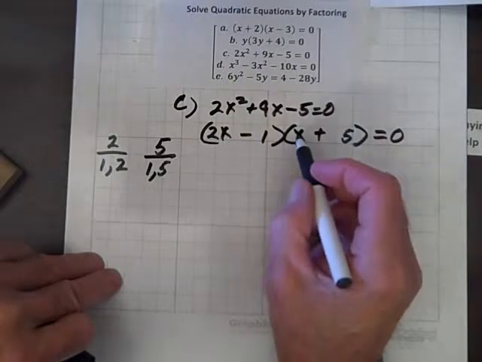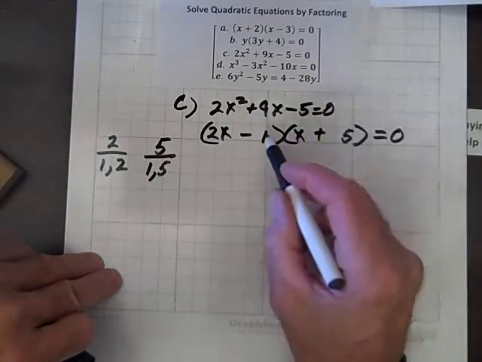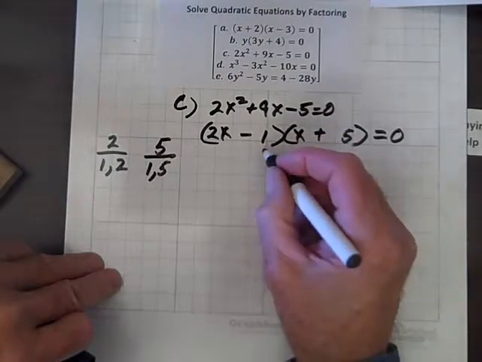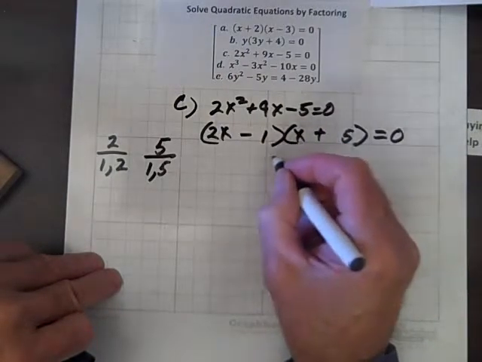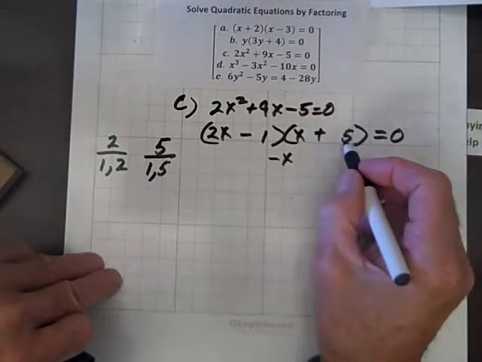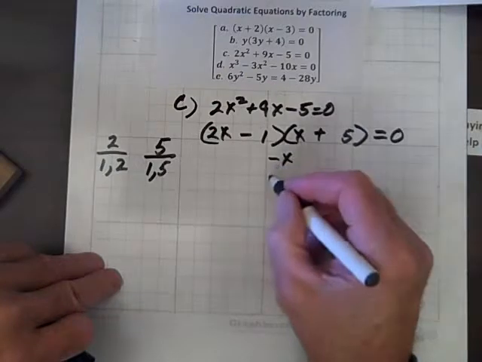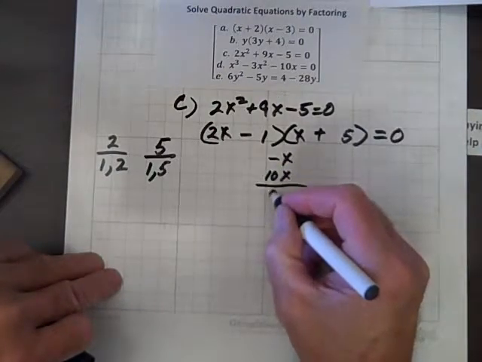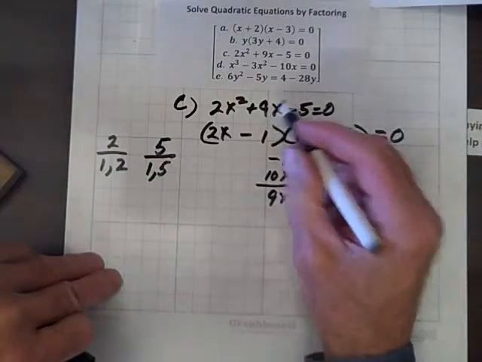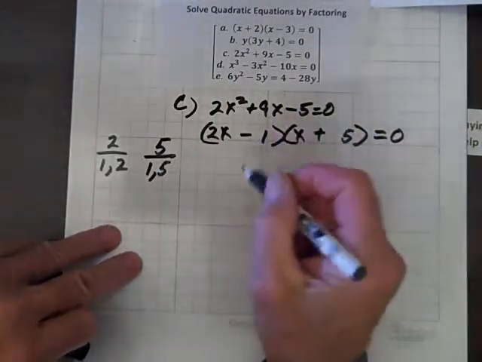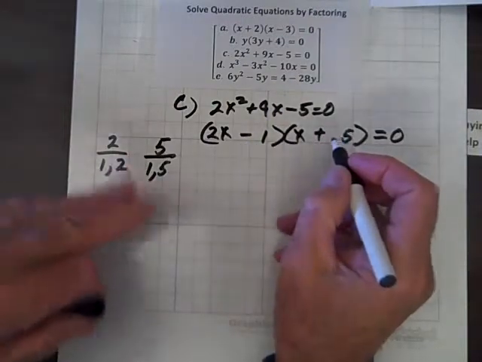Well, 2x times x is 2x squared. Negative 1 times 5 is negative 5. Negative 1 times x is negative x. 2x times 5 is 10x. Add those up, we get 9x. Hey, we did it right. So then our factoring's correct.